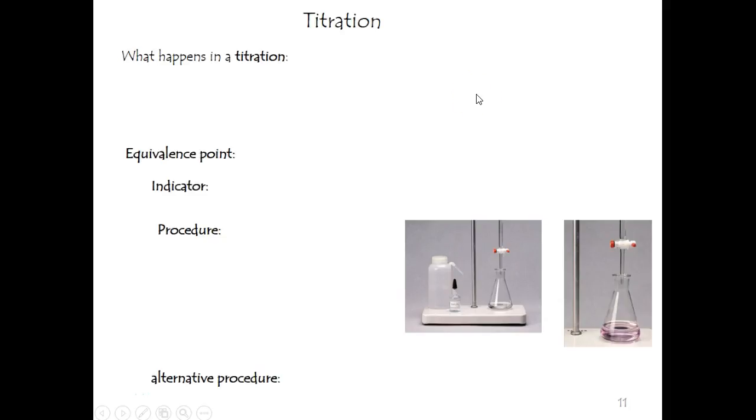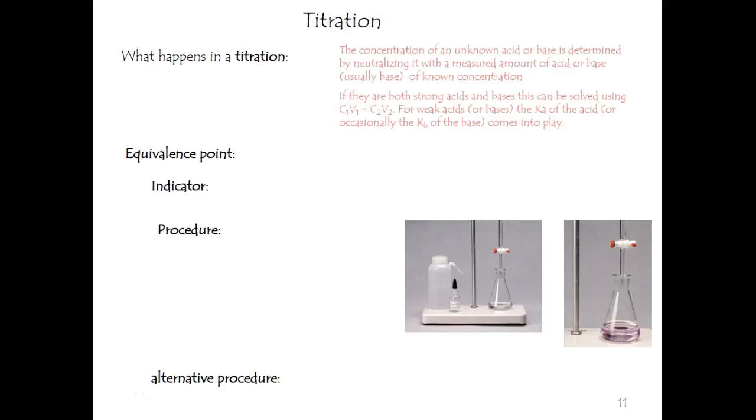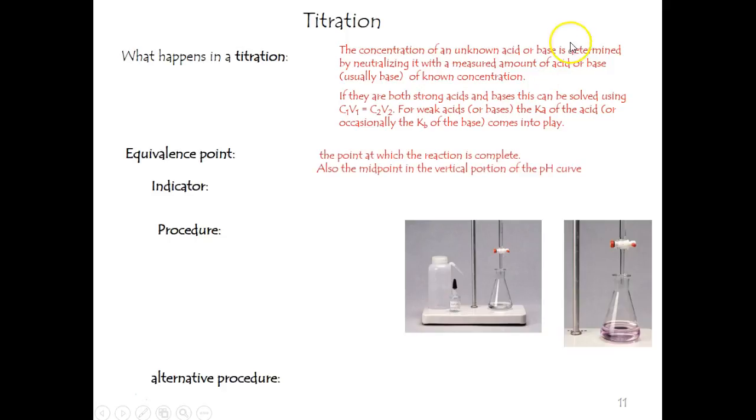Let's consider what happens in a titration in a general sense. You want to know the concentration of an unknown acid or base, and you can do that by adding a measured amount of the opposite. Usually it's an unknown concentration of acid. We drip in base of a known concentration, and in a simple analysis, C1V1 equals C2V2 for strong acids and bases can be used to figure it out.